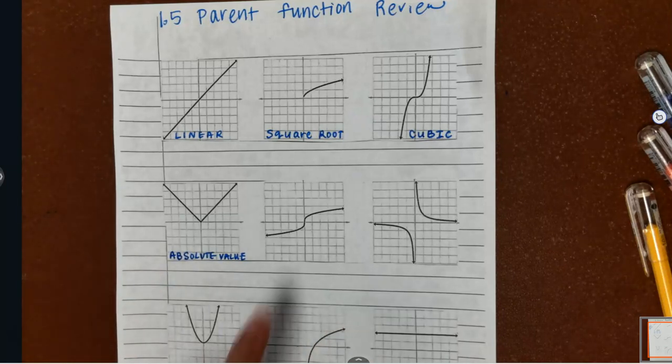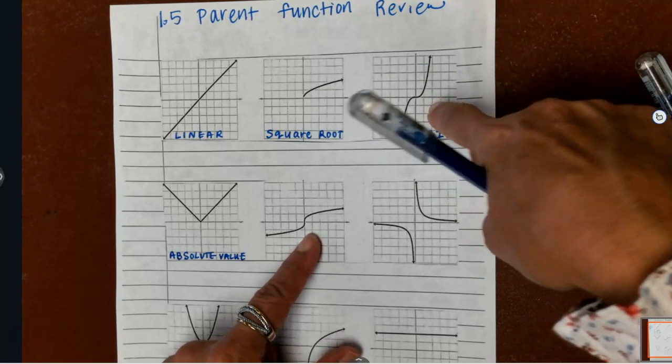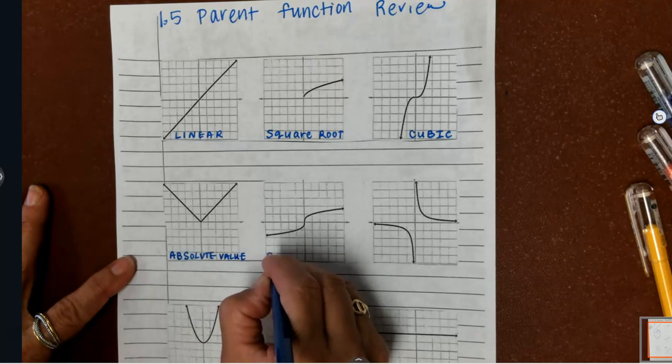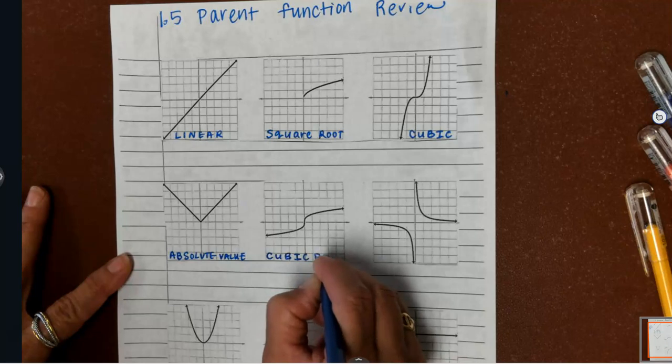And then this one is the exact copy of that one, but sideways. So if they're exact copies but sideways, then it's an inverse. So that's a cubic function or a cubic root.